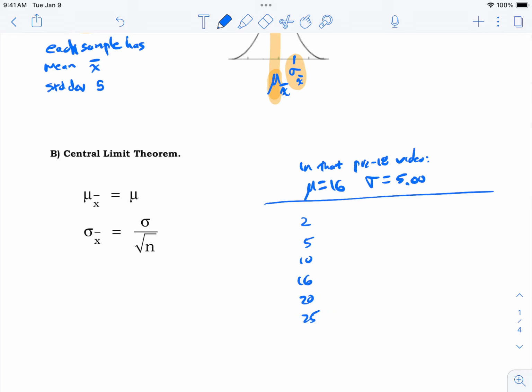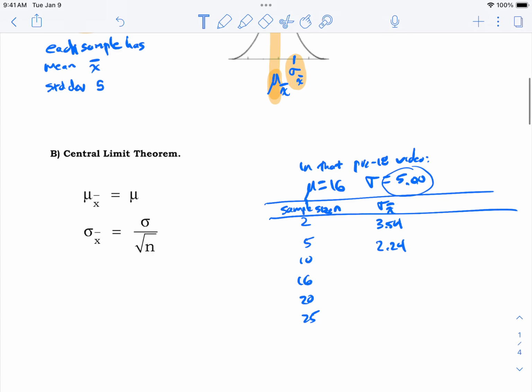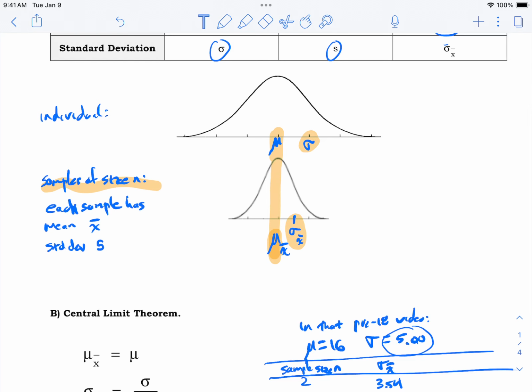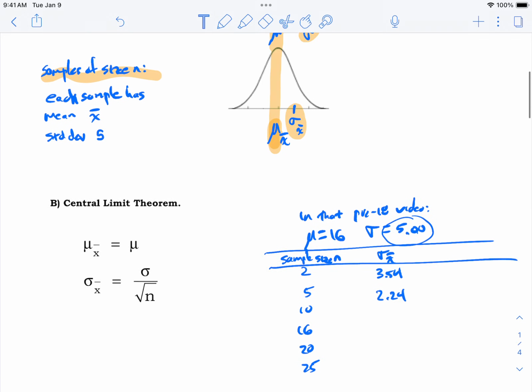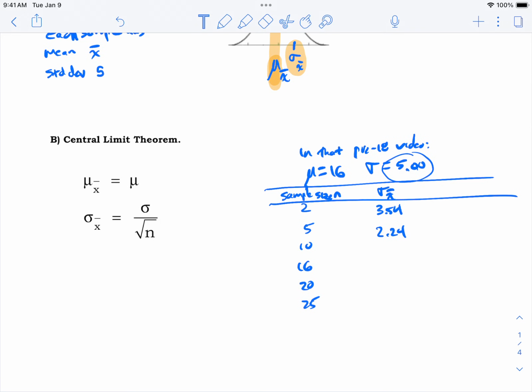So when I set the sample size, and I should be making a new table here, sample size n, then we got a standard deviation. When the sample size was 2, the standard deviation wasn't 5 anymore, it was 3.54. When we did a sample size of 5, we got a 2.24 instead of a 5. In other words, this one has a 5, but if I did samples of size 5, it shrinks to this. It shrinks. 10 came out to 1.58.